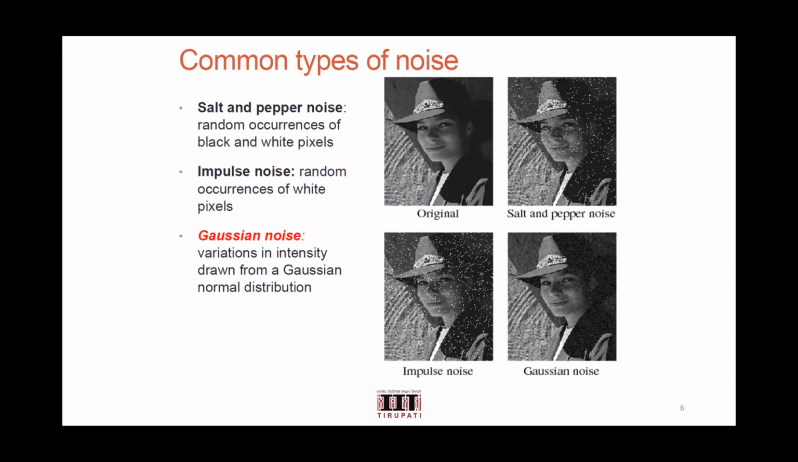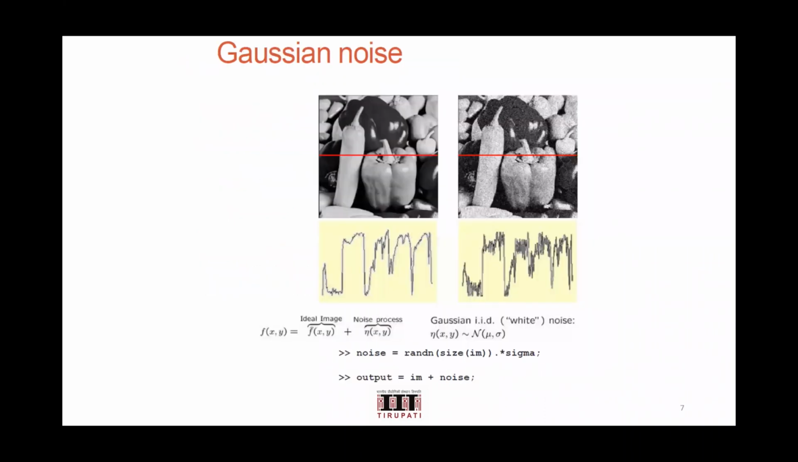So basically, salt and pepper noise is random occurrences of black and white pixels. Impulse noise is random occurrences of white pixels. Gaussian noise is variations in intensity, and these variations are drawn from a Gaussian normal distribution with a mean value of 0 and different standard deviations. From that Gaussian distribution, randn, if you have used MATLAB, is what you would use by giving it the standard deviation that you want.